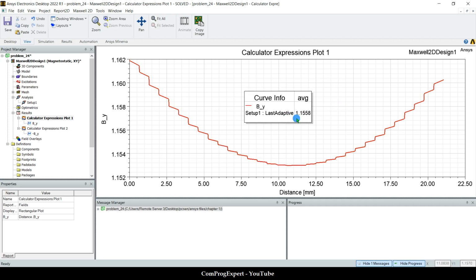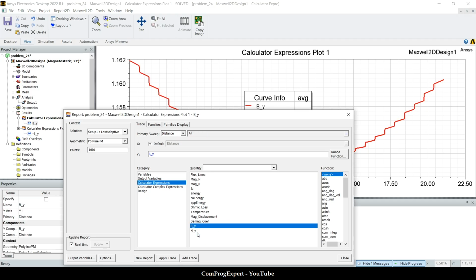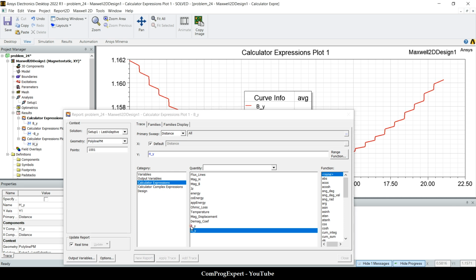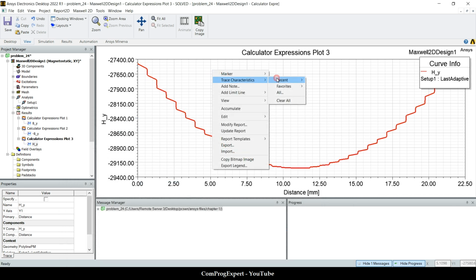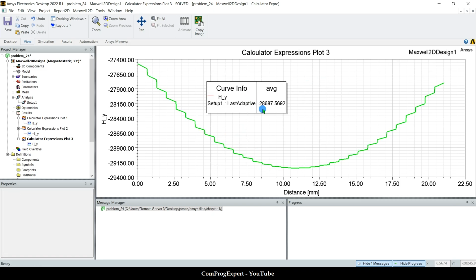And what is the average value here? Excuse me, 1.15. What about the value of the H for polyline PM? It is negative, let's calculate the average value, negative 28 kiloampere per meter.